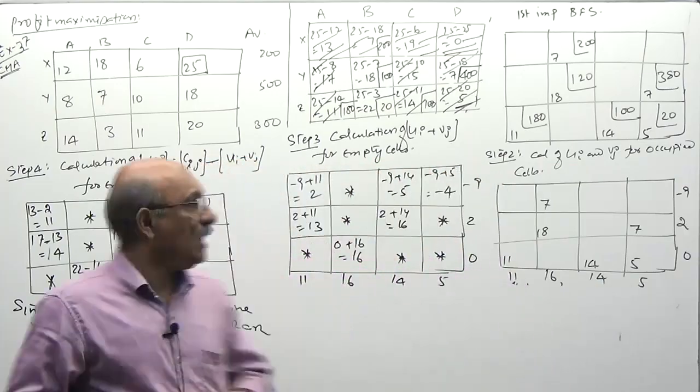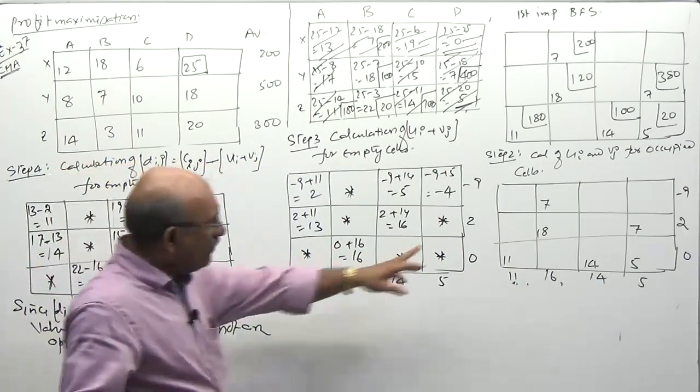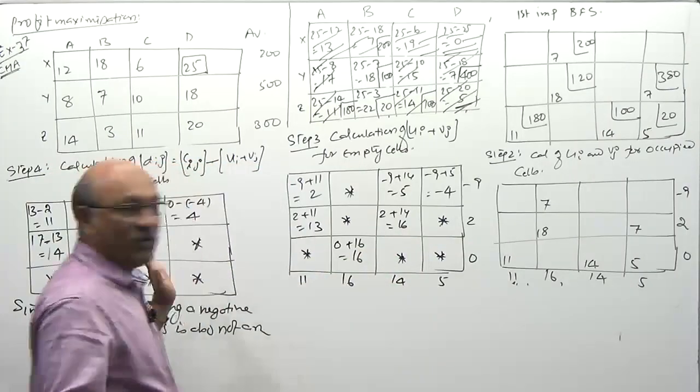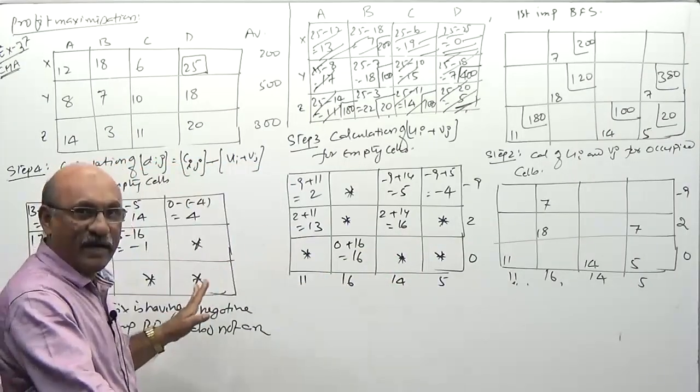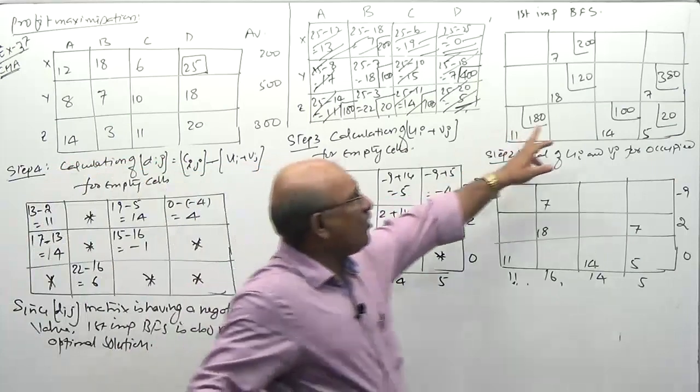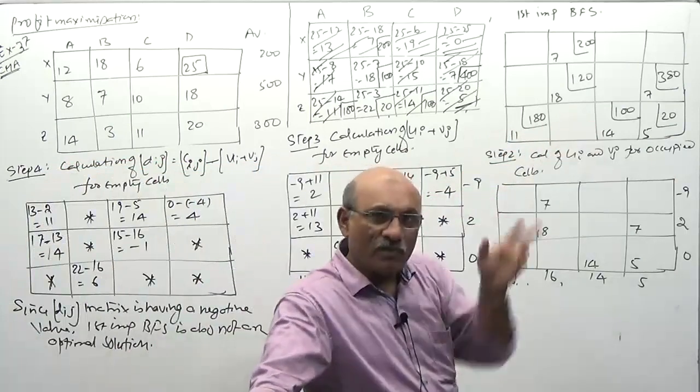Okay, sir. I hope every one of you has noted step 2, step 3, step 4. Only this part I am eliminating from the picture. The first improved BFS is this one. I have to form a loop one more time.